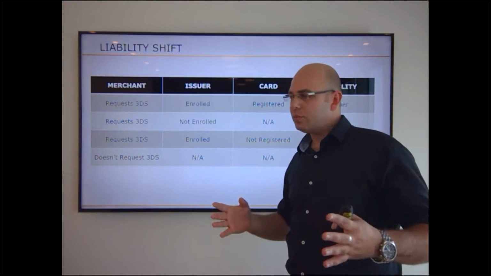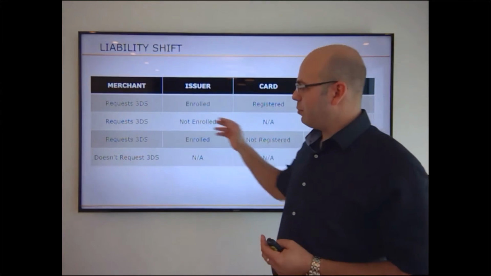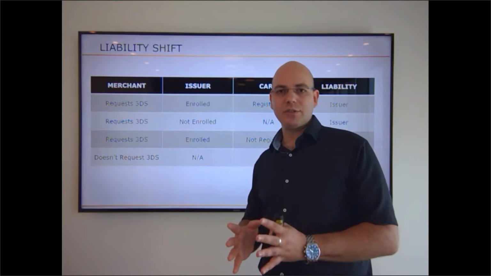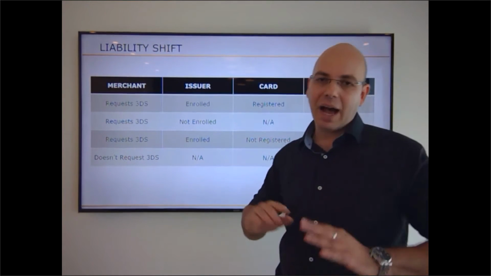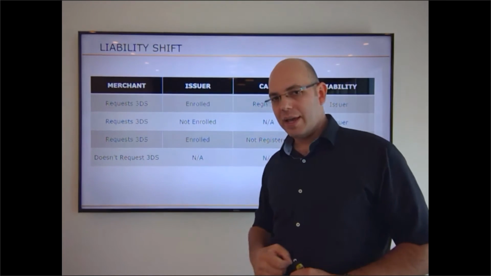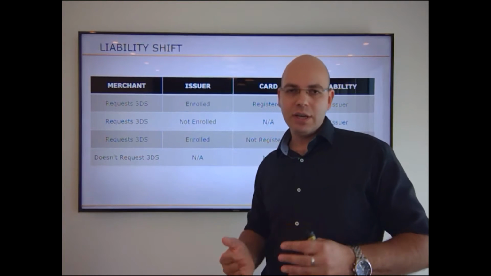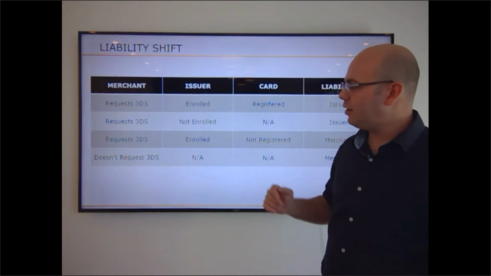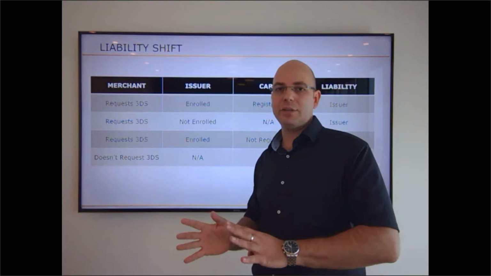Now, the next scenario that we could see is the merchant might request the transaction to be done in 3D Secure, but the card issuer says, I don't want to offer 3D Secure to my cardholders. If something like this would happen, in order to penalize the issuers, the card schemes basically said if the issuer is not enrolled, there is still going to be a liability shift.